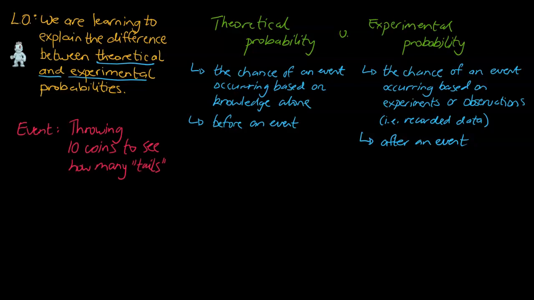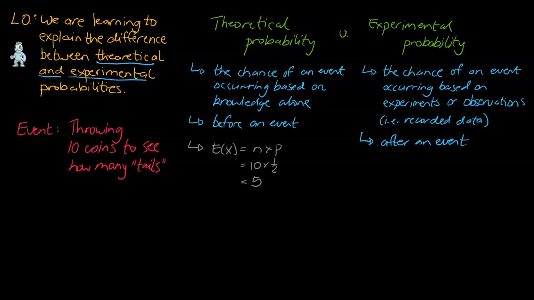Speaking of these theoretical and experimental probabilities, I've got an example that I want to talk through. The event we're looking at is throwing 10 coins to see how many tails you get. For the theoretical probability, you probably would have done an expected value calculation. The expected value would have been equal to n times p, which would have been 10 times 1/2, 10 coins, 1/2 being the probability of getting a tail. From there, you would have concluded, before the event happening, that you're probably going to get 5 tails.